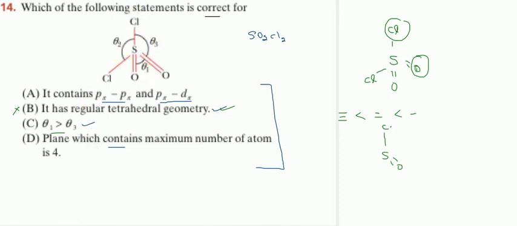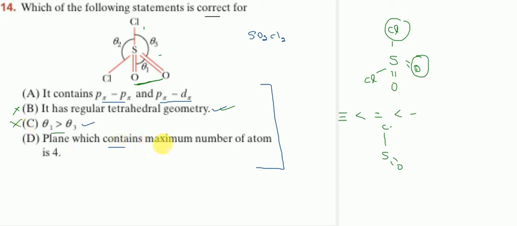It said theta 1 is greater than theta 3. But here there are two double bonds, and here one single bond and one double bond. Then its concept is totally wrong. Then it is an incorrect statement.